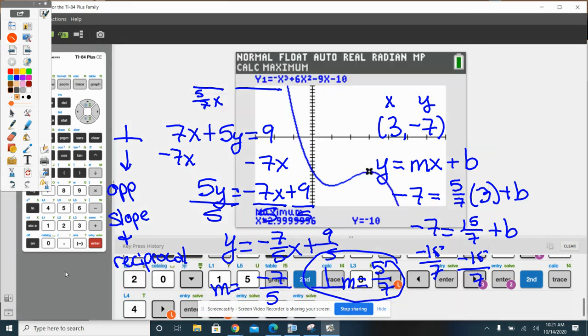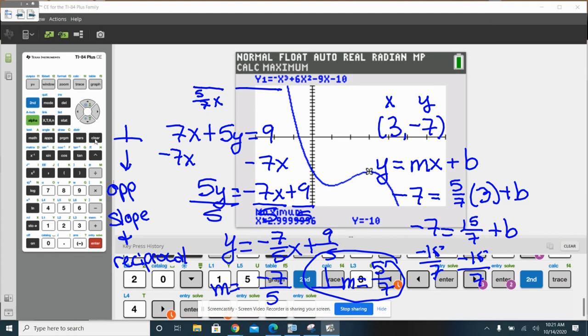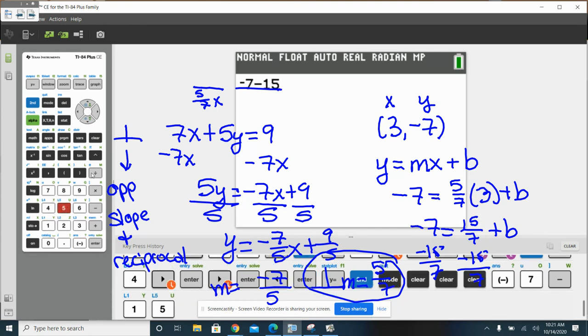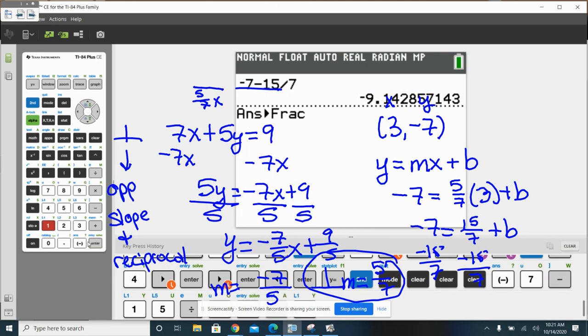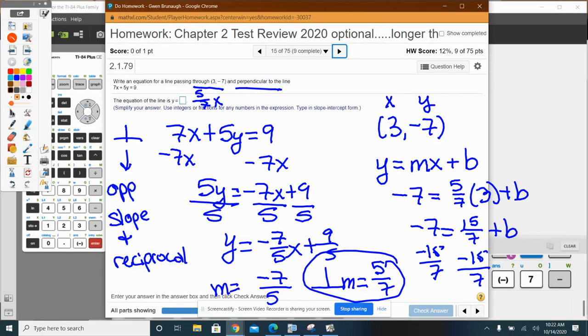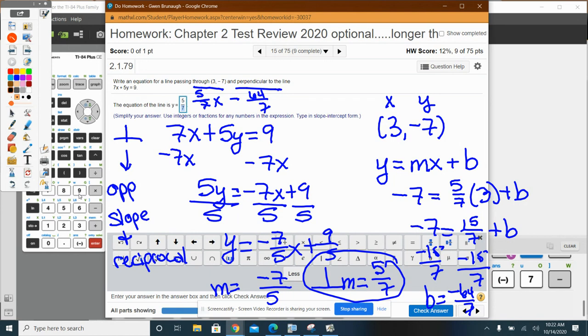So I'm going to take -7 minus 15 divided by 7. And I enter, and it'll give me the decimal. I'm going to hit math 1, changes it to a fraction for me, and it's -64/7. So -64/7 is what my B is going to be. Okay, and it is not a nice equation, really. So it kind of feels like you're doing something wrong.